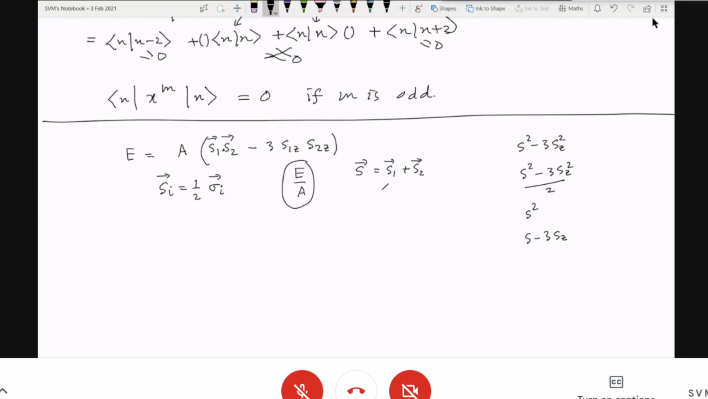Okay, so from here you can write that Sz is equal to S1z plus S2z. So Sz square can be written as S1z square plus S2z square plus 2 S1z S2z.